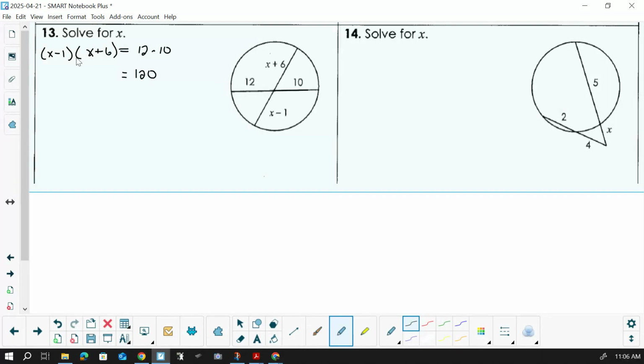X minus 1 times x plus 6, we have to use the distributive property, but there's 2 terms in each, so they have to be distributed. Each term has to be distributed both. So x times x is x squared. X times the 6 is 6x. Now, so I did the x times both. Now I'm going to do minus 1 times both. Minus 1 times x, minus x, minus 1 times 6, negative 6. We're going to combine these 2 terms that are like, the 6x and the negative x. So I get x squared plus 6 minus 1 is just plus 5x.